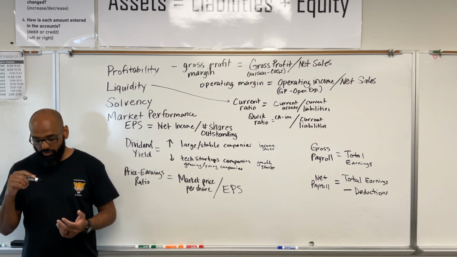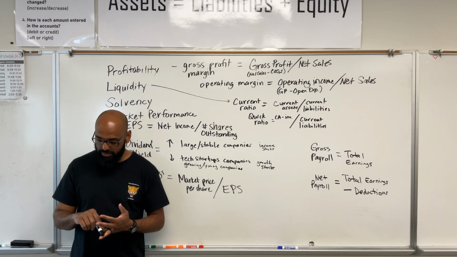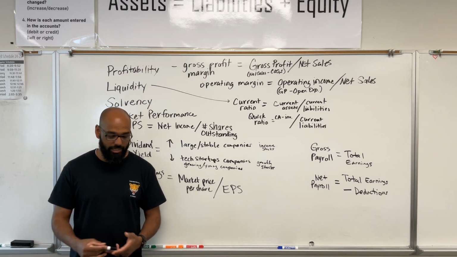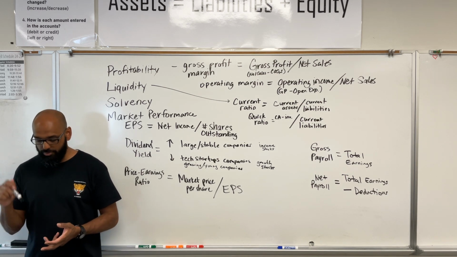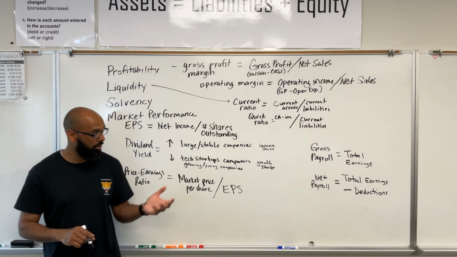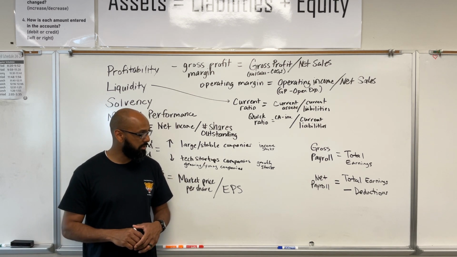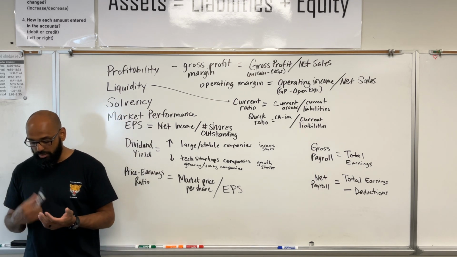So you have your mandatory payroll deductions, which are your Social Security, Medicare, and federal and state taxes. And then you have your voluntary deductions, which are your health insurance premiums and retirement contributions. Your net payroll is your gross payroll minus your deductions.